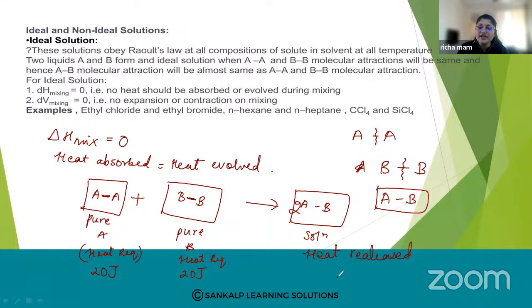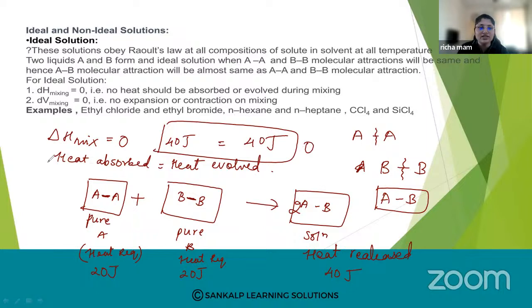How much heat will be released? Heat release will be 40 joules, because from AA interactions and BB interactions, the bonds are broken to form the new interaction AB. So you can see the heat absorbed is 40 joules totally between AA and BB, and heat released will be 40 joules. So here also the change in enthalpy is 0.